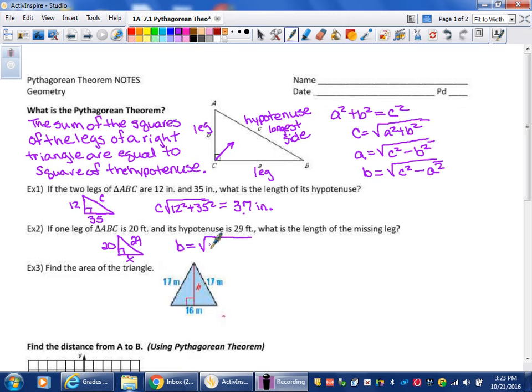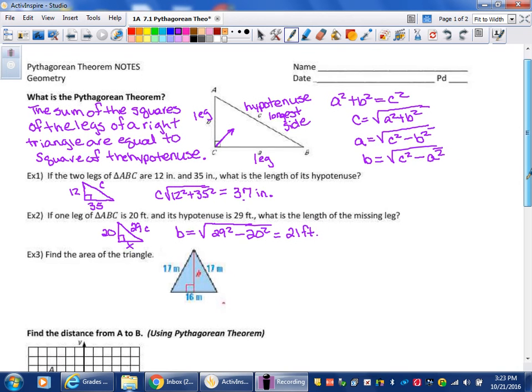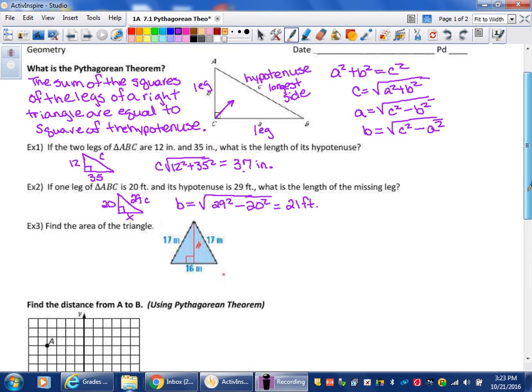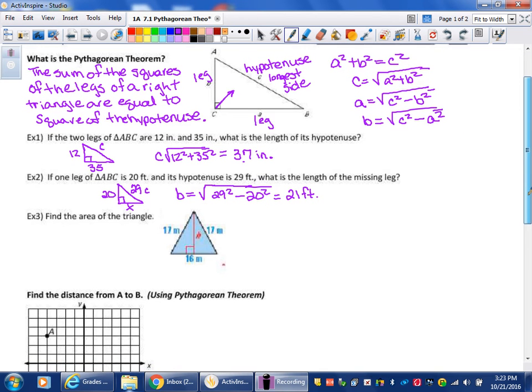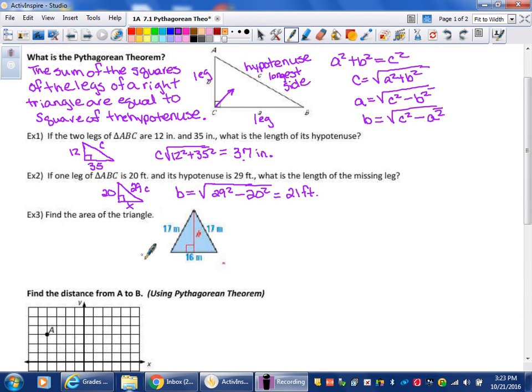So I'm going to do C, which is 29 squared, minus the other leg squared, 20 squared. Okay? And I get that it is 21 feet. Okay? Okay. So far, so good. That is Pythagorean theorem.